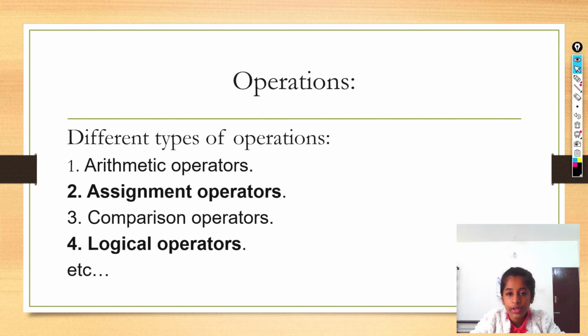And now let's see what the different types of operations are. The different types of operations are arithmetic, assignment, comparison, and logical. So these are the four main types of operators. The first one is the arithmetic operator, then the assignment operator, comparison operator, and logical operator.